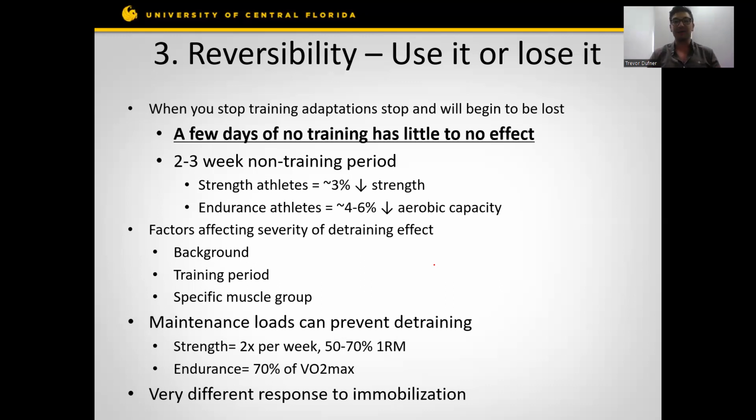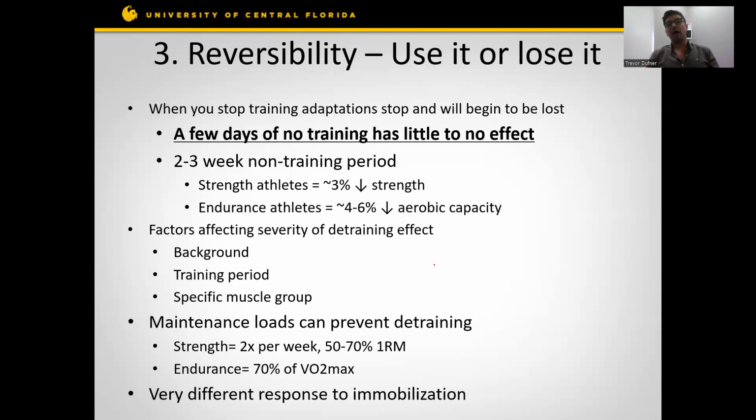Now if I go play a pickup ball game, if I go up and down the court twice, I'm winning. If I go up a flight of stairs, I'm winning. Usually I go up to talk to my advisor, three flights of stairs. I usually stand outside his office for about 30 seconds to try to catch my breath so I don't seem like a total fool. But we all have experienced this detraining. When you're no longer using it, you start to lose it. So the factors affecting the severity of detraining are your background, training period, and specific muscle groups. It's going to change a little bit depending on what it is.